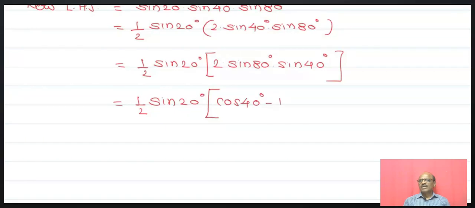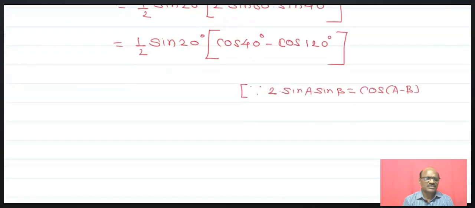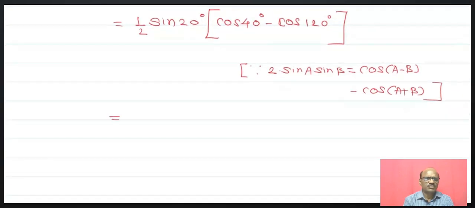That is cos of 40 minus 120. 2 times sin A sin B is equal to cos of A minus B minus cos of A plus B. We can evaluate this type of formula, just that there was a correction in the example. Now 2 sin A sin B.